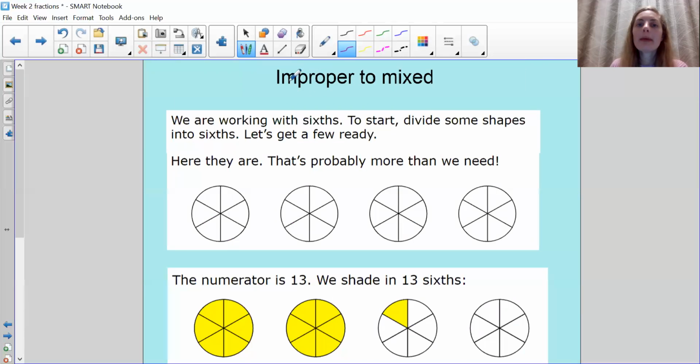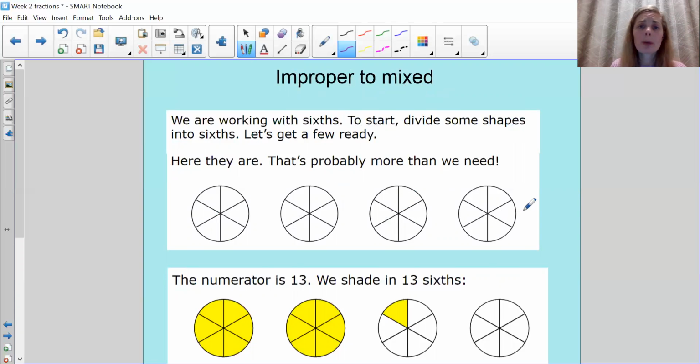Right, now we're going to go from improper to mixed. So I'm taking the fraction that has the bigger number on top, and I'm going to be making it into a mixed number, which means I'm going to have a whole and a fraction. So it says we're going to be working with 6. To start, divide some shapes into 6. So we just got a few ready here.